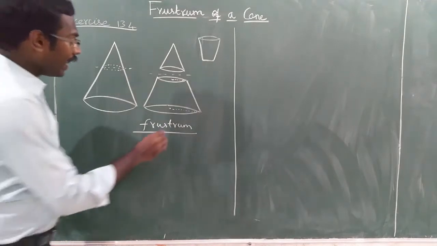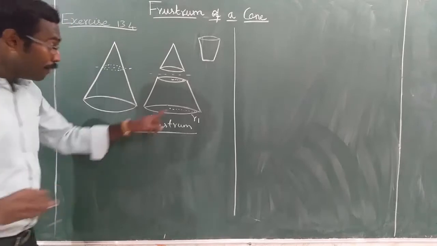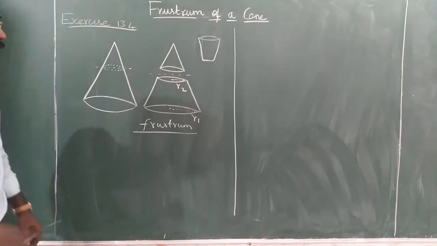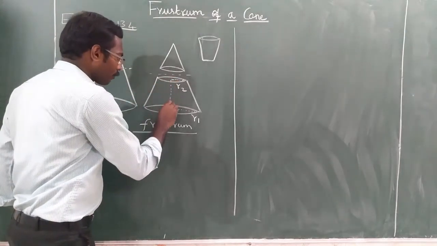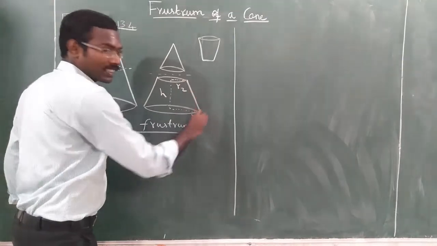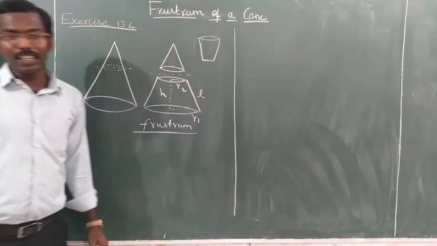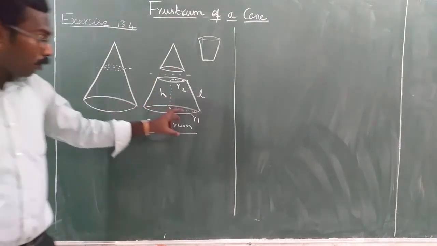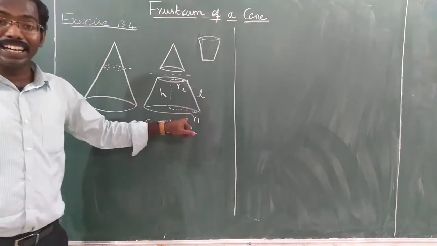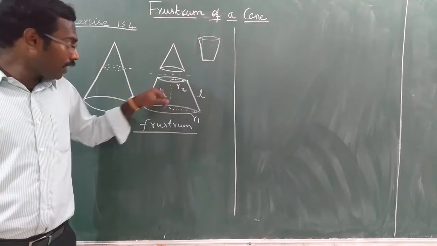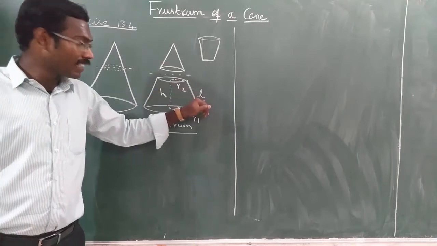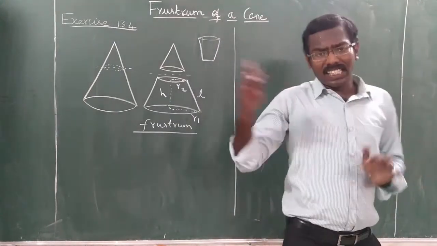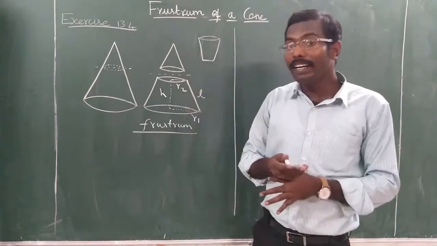The bigger radius is taken as R1, and the smaller radius is taken as R2. This is the perpendicular height H, and this is the slant height. Understood or not? So this is the structure of a frustum. It has 2 radii, a small radius and a big radius. Big radius is R1, small radius is R2, the perpendicular height is H, and the slant height is here.